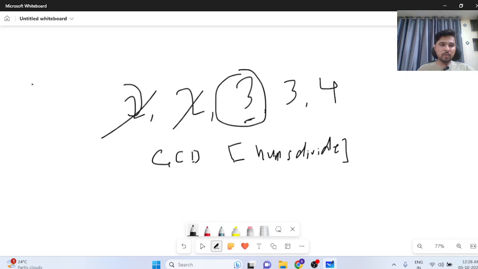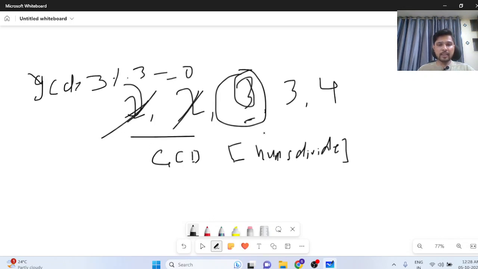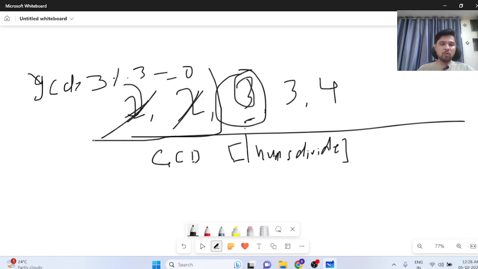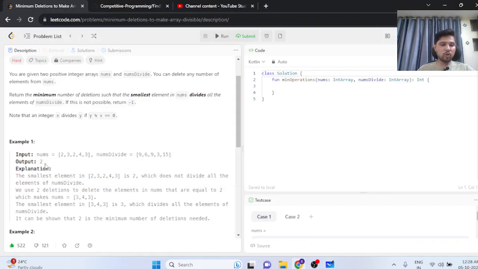Here the GCD is 3. Is 3 mod 2 zero? Not 0, so delete this one. Then for this again the same, but here this element is divisible, 3 mod 3 gives me the answer 0. As this is 0th based index, I just have to return this ith position, which is nothing but 2. It means that whatever elements you have to the left of it can be deleted, and that's going to be my answer. That's the simple solution of this problem.